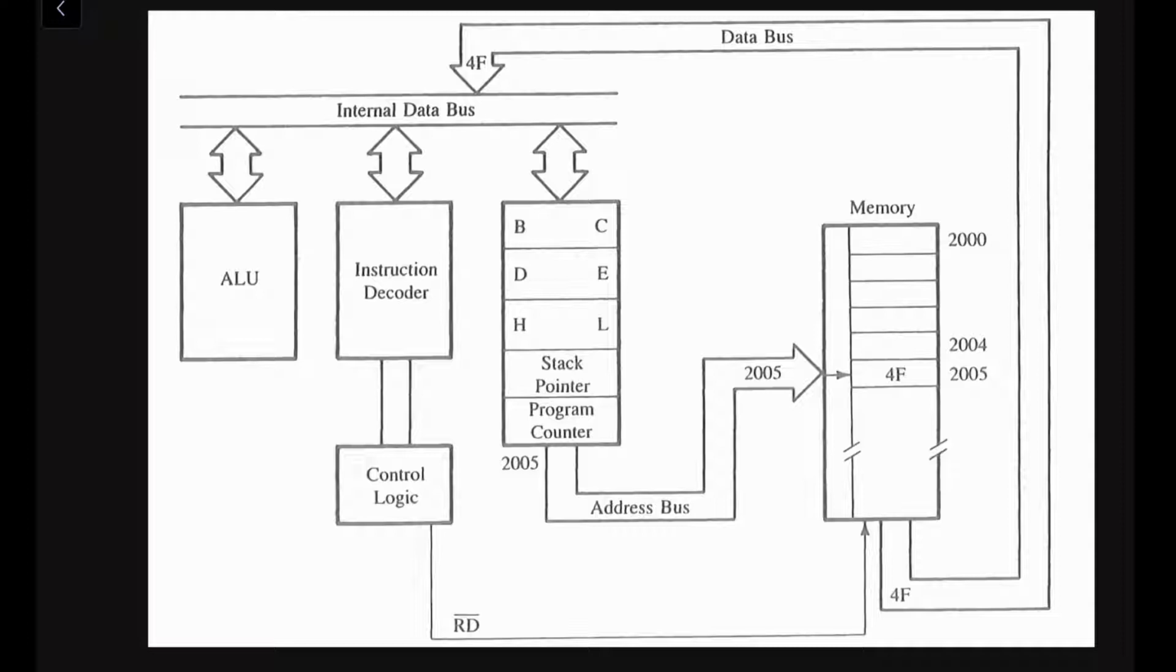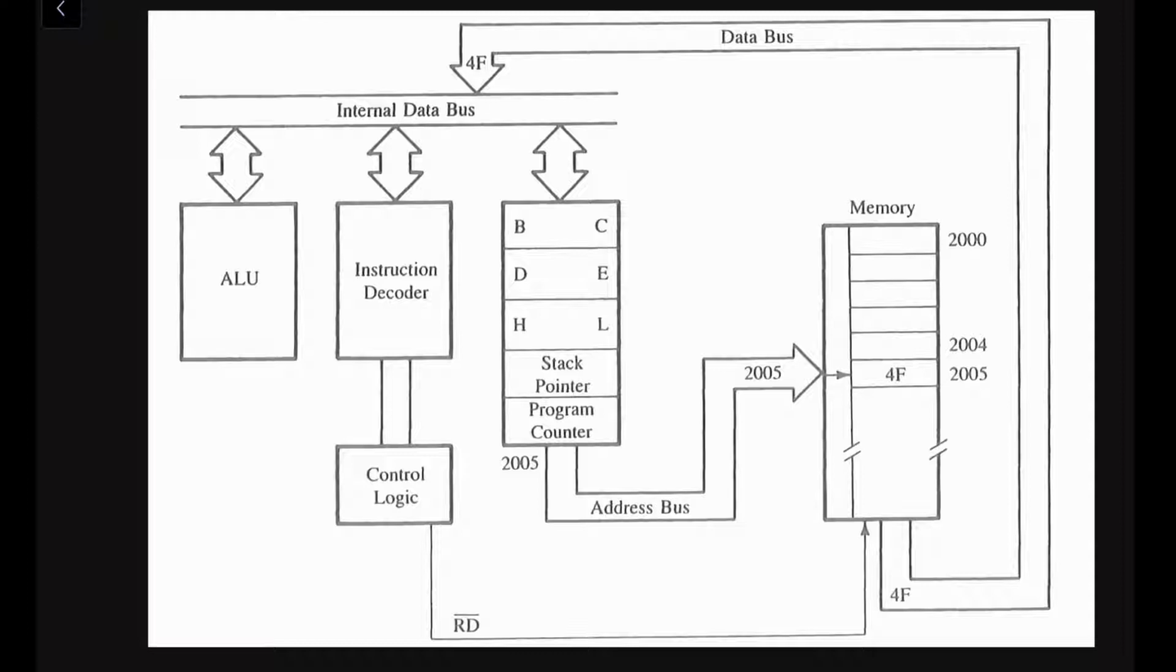Opcode fetch means the microprocessor will fetch the operation code. Opcode means operation code. What operation is going to be performed? The microprocessor needs to understand, and it understands by a specific code, which is called the opcode.